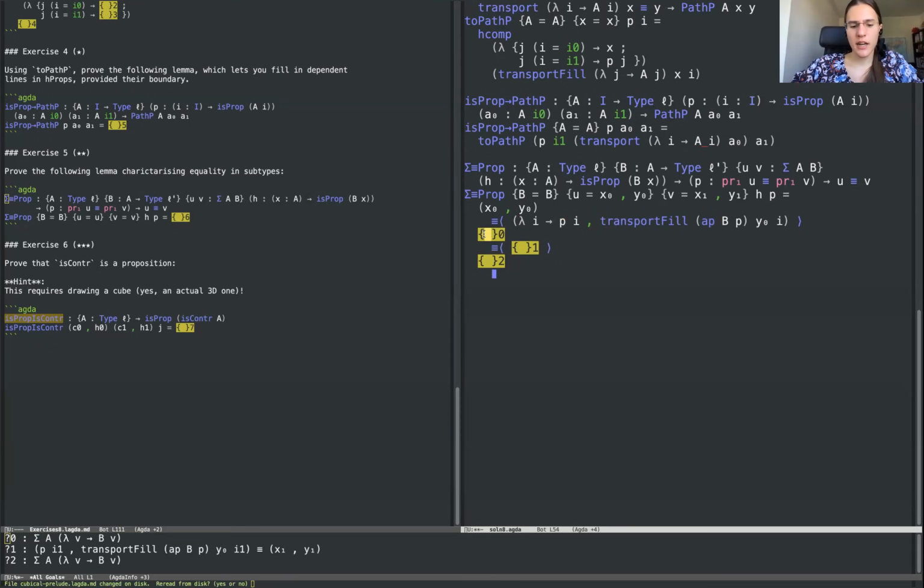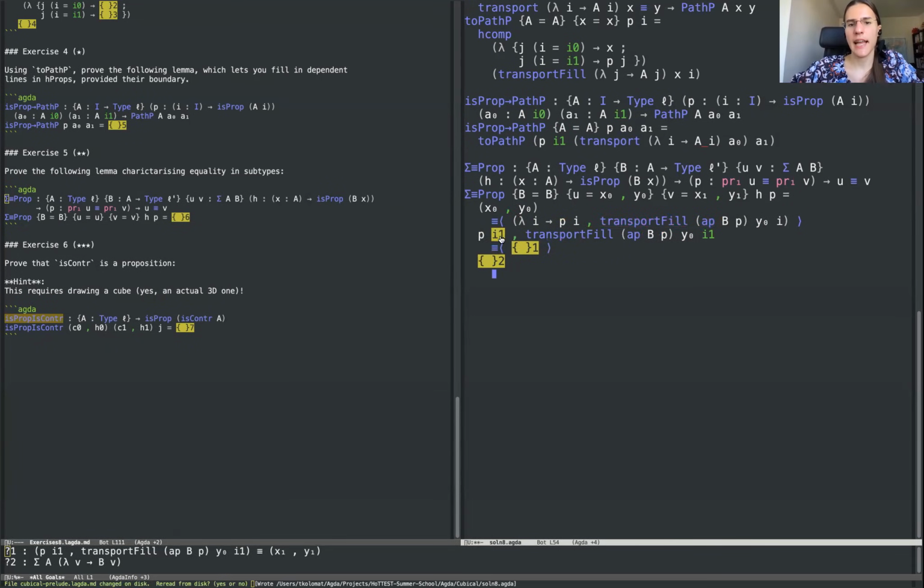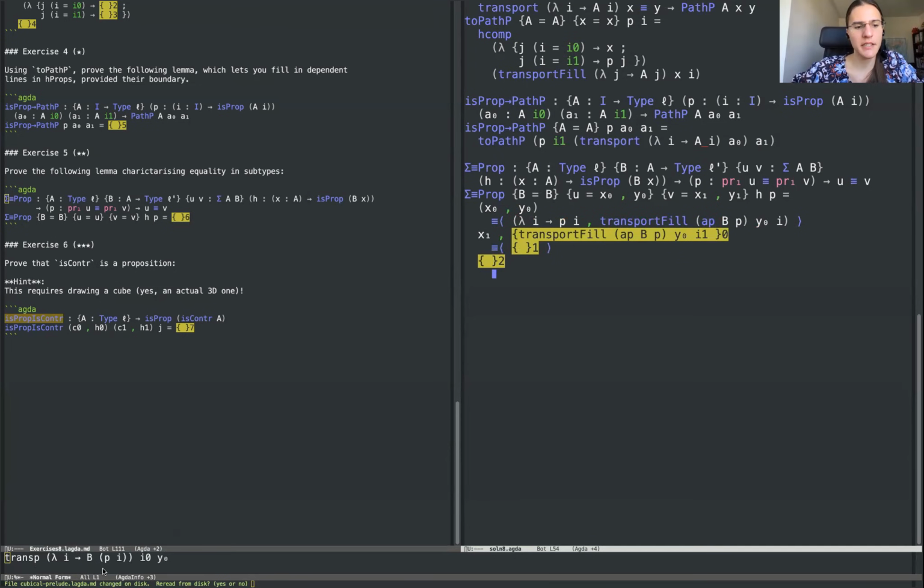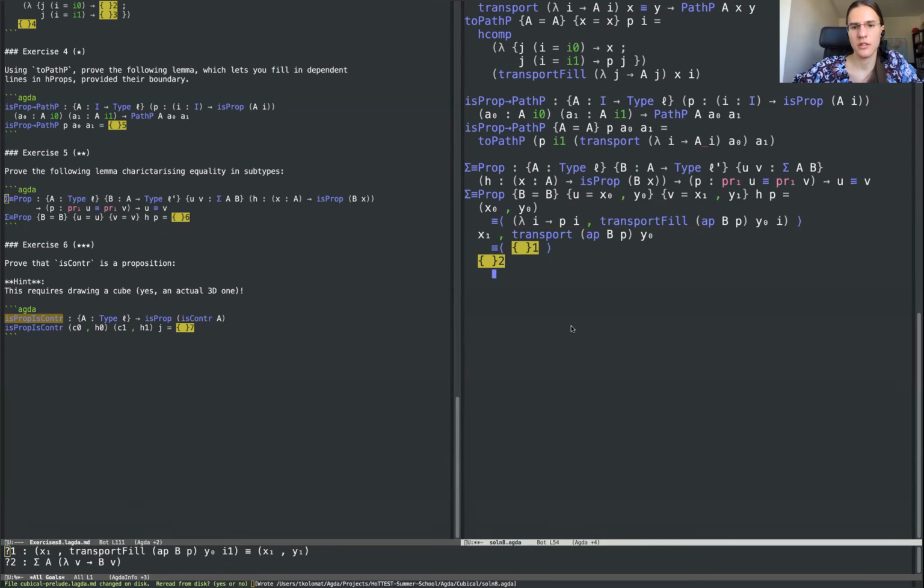Okay, so let's see. If I fill this in, I get P of I1, and P of I1 is definitionally going to be X1. And this is going to definitionally be something else as well. If I just normalize this, then it's just transport on app P of I of Y0. Right. And apparently these parentheses are necessary.